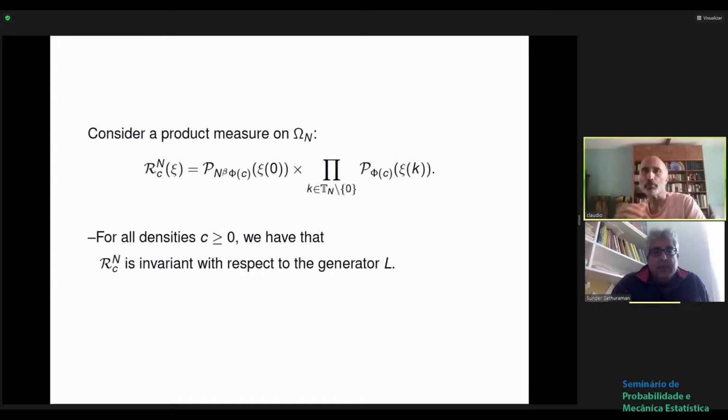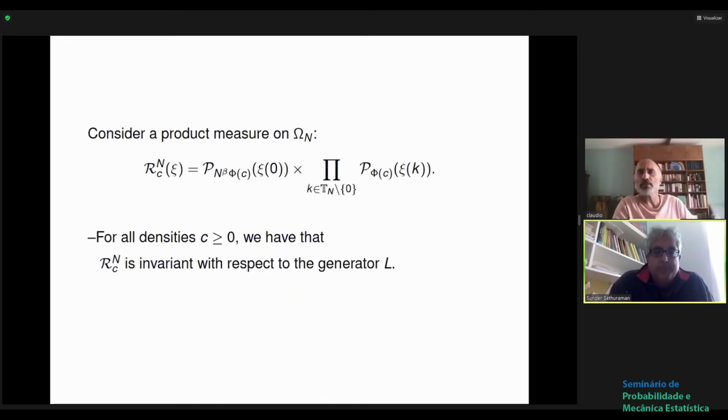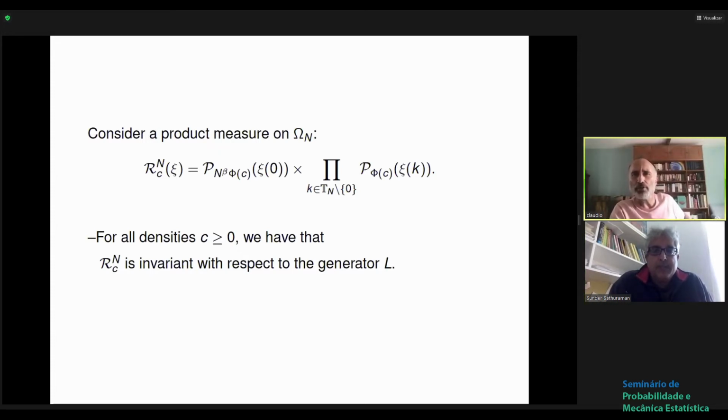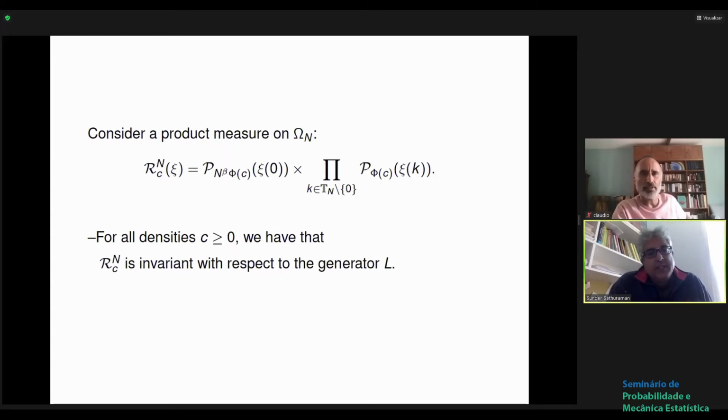Sunder, I have a question from Ricardo. Yeah. He asked, is beta here just a parameter, or is it related to the temperature? No, it's just an arbitrary parameter. We just chose beta because we chose alpha for the other one. So it has nothing to do with the temperature, just a parameter. Okay, thanks for that question.